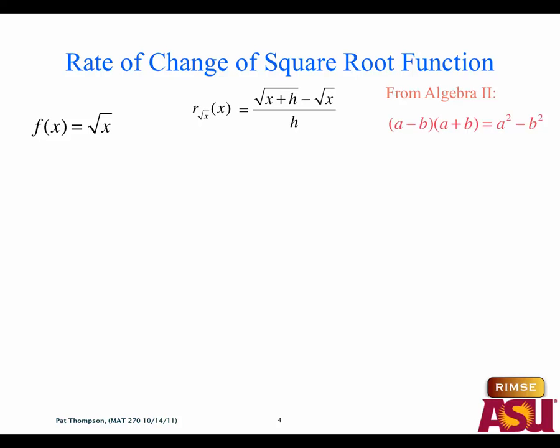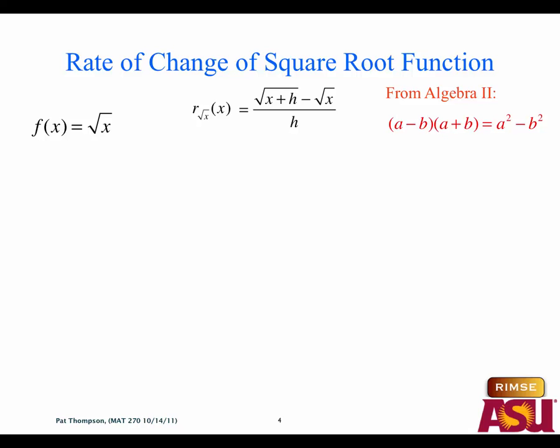So we go back to algebra 2, and we remember our difference of squares rule, that a minus b times a plus b is a squared minus b squared. This is going to be very helpful in this derivation. How are we going to use that? Well, we've got the square root of one thing minus the square root of another, so that looks like a minus b. It'd sure be nice to have a squared minus b squared. Those square roots would go away, right? We squared both of those. So how are we going to get from a minus b to a squared minus b squared?